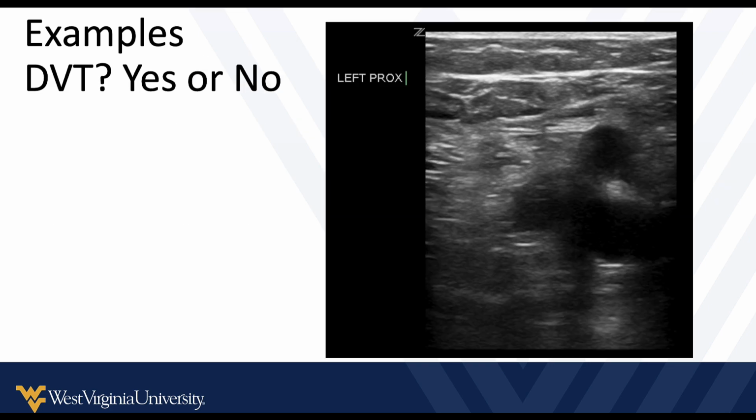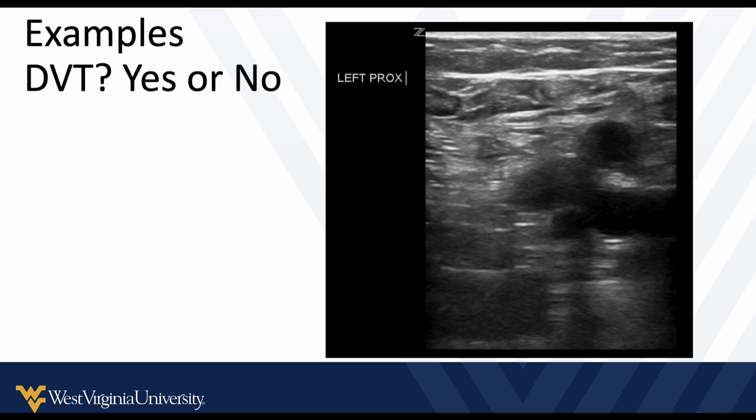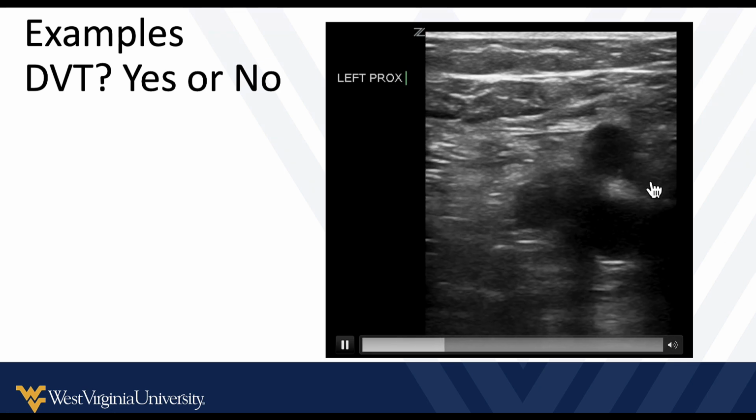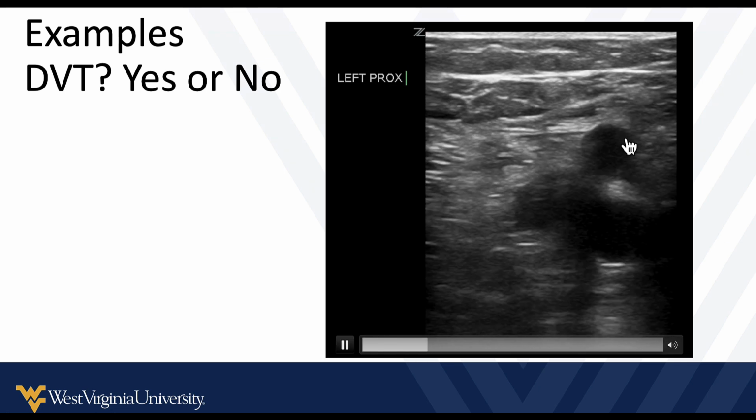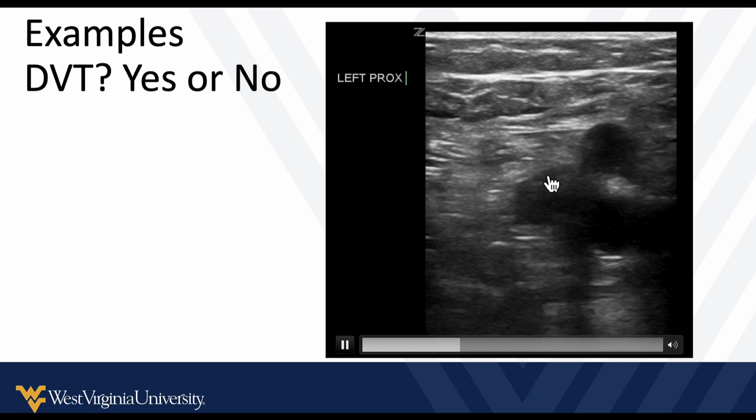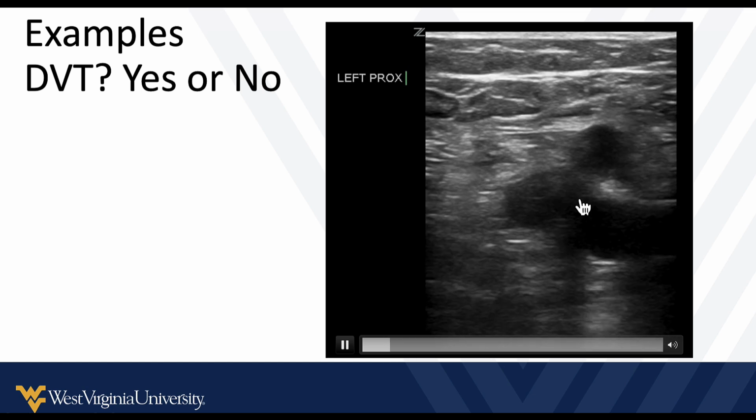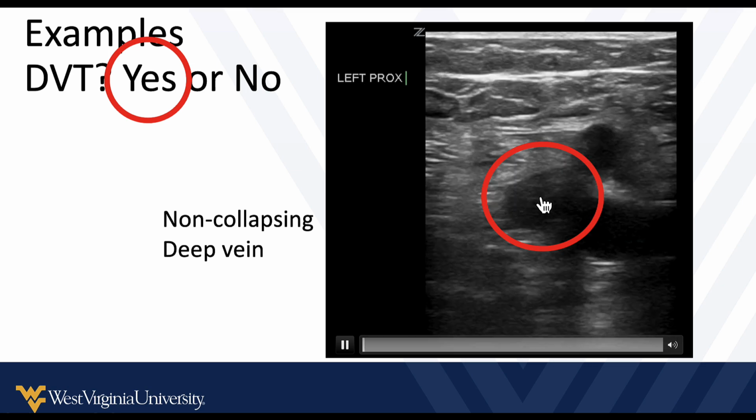For the most part, again, this is just, does it compress, yes or no? So in this example here, this is the left femoral artery. Here you see it pulsing, and we see the vein medially to that, and it doesn't compress, and we can even see there's probably some echogenic material in there. So yes, this is a DVT.